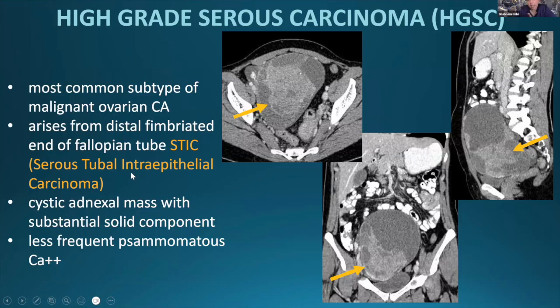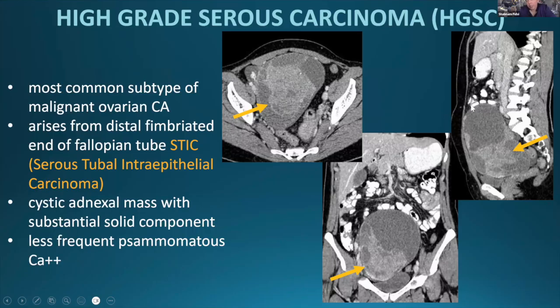In contrast to the images I showed before, these are cystic adnexal masses, which have a large solid component. And infrequently, these lesions have psammomatous calcifications, like in the example of LGSC that I showed previously. So this example from our practice, these are axial, sagittal, and coronal contrast enhanced images through the pelvis. You'll see this large mass, which has a pretty large solid enhancing component that you can see on these images.